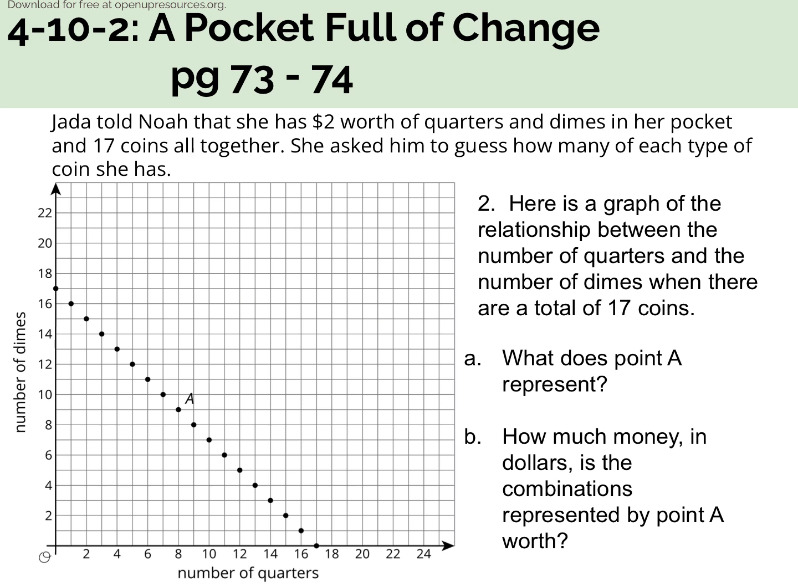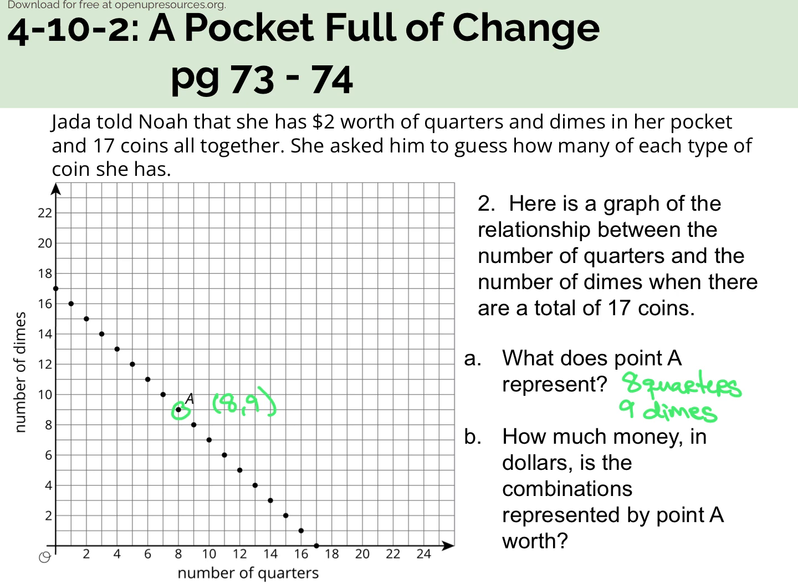Again, this is Jada talking to Noah. We're going to look at it and answer some questions. So first of all, they want us to answer, okay, what does A represent? So A, if we look at it, is 8, 9, right? So what does that actually represent? That means I have 8 quarters and 9 dimes. And you should be writing this in your workbook also. Okay.